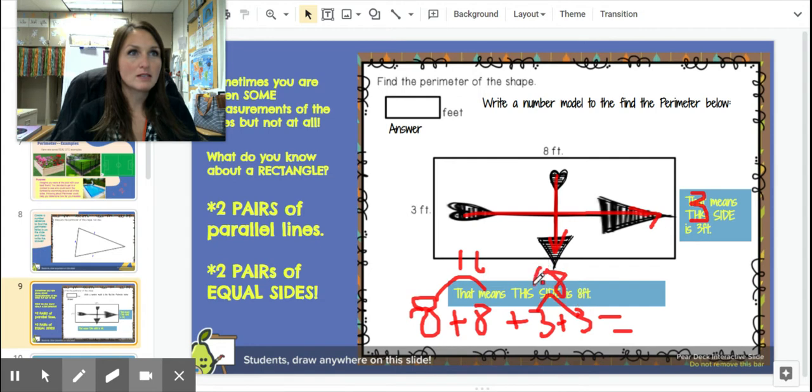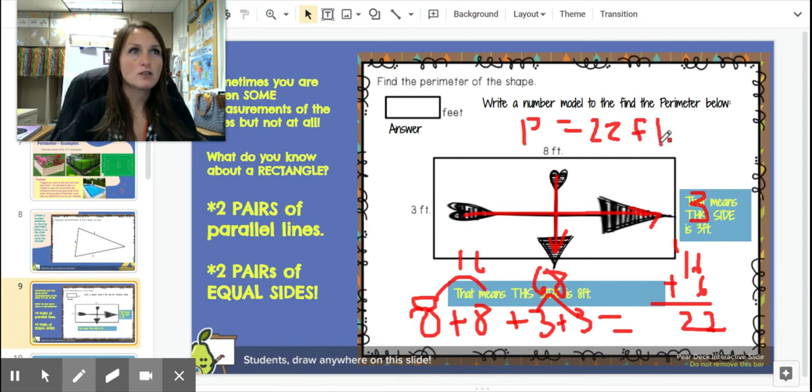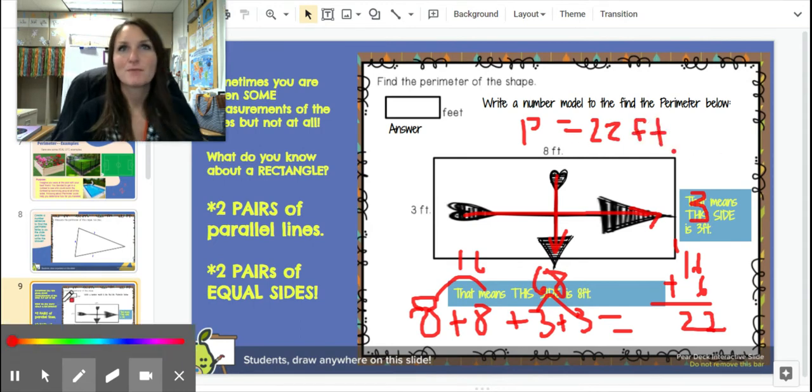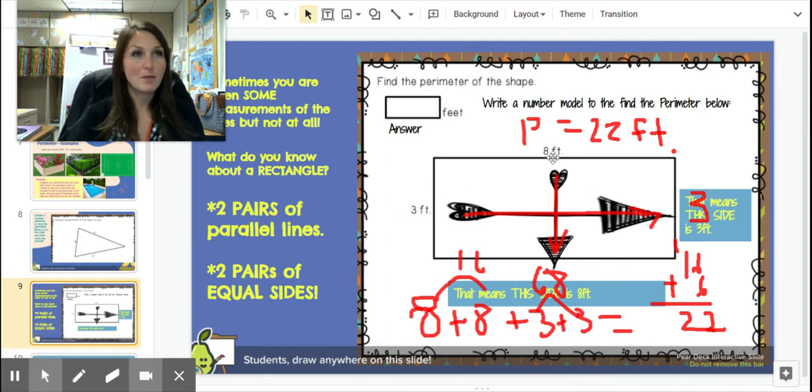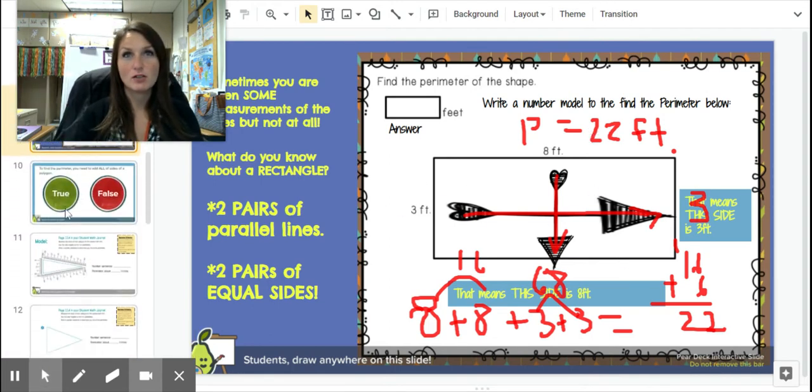3 plus 3 is 6. So then we would do 16 plus 6. 6 plus 6 is 12. Carry the 1, and 1 plus 1 is 2. So the perimeter here, P equals 22, and we're measuring it in feet. So it'd be 22 feet. All right, so that's important when we're doing rectangles. That's a good thing for us to look at.